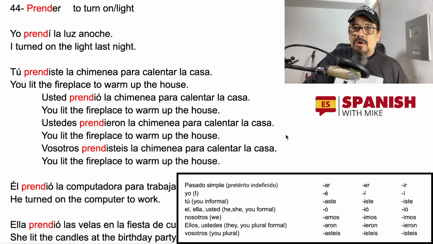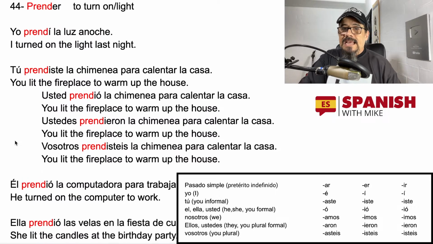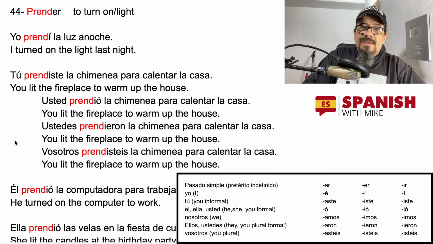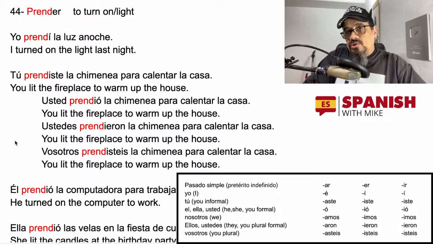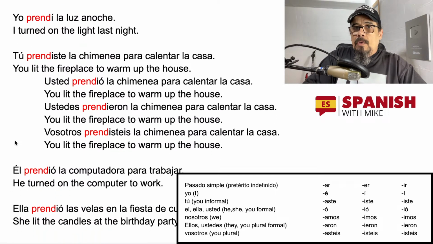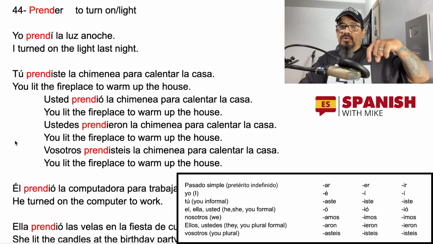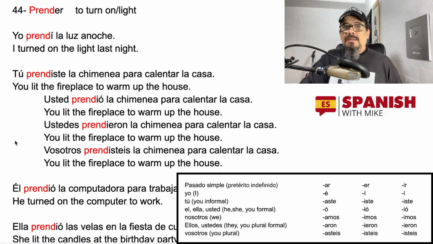So let's start with the remaining 13 verbs of the list so we can move to the next videos. So we have the verb number 44, prender, which is to turn on or to light something. I can say yo prendí. As you can see, it's meaning that you have to use the second column of the table.